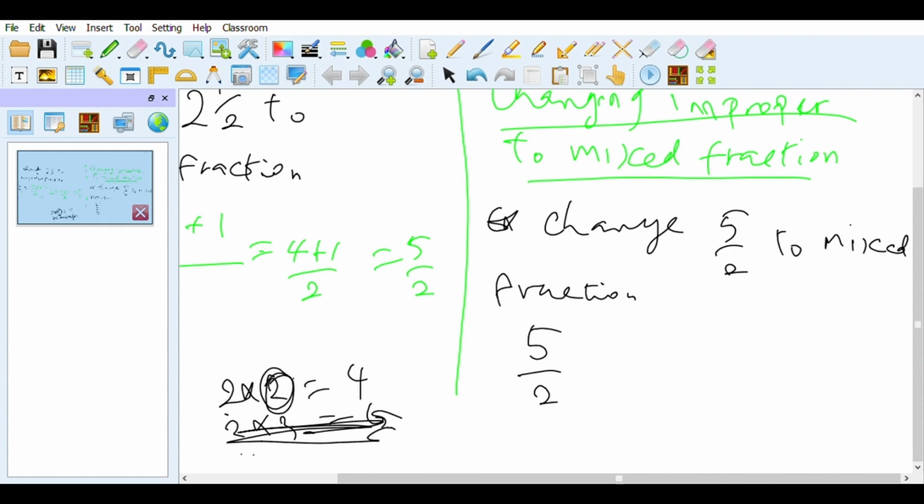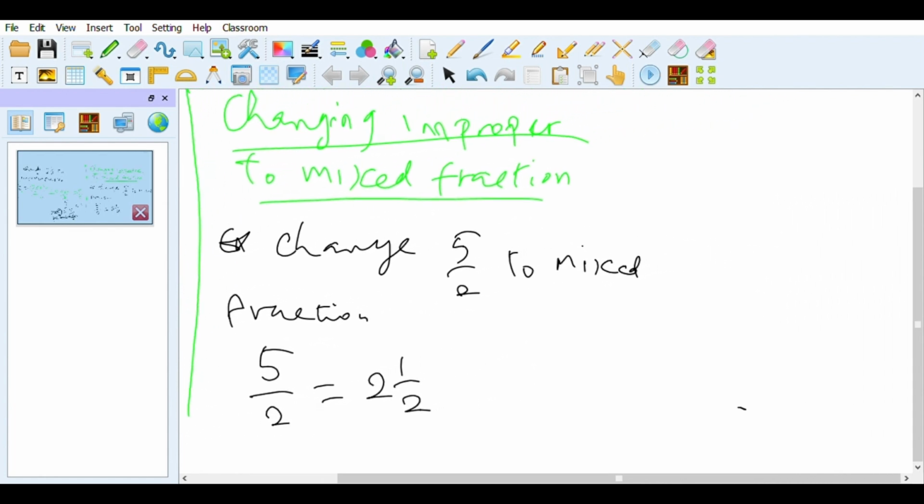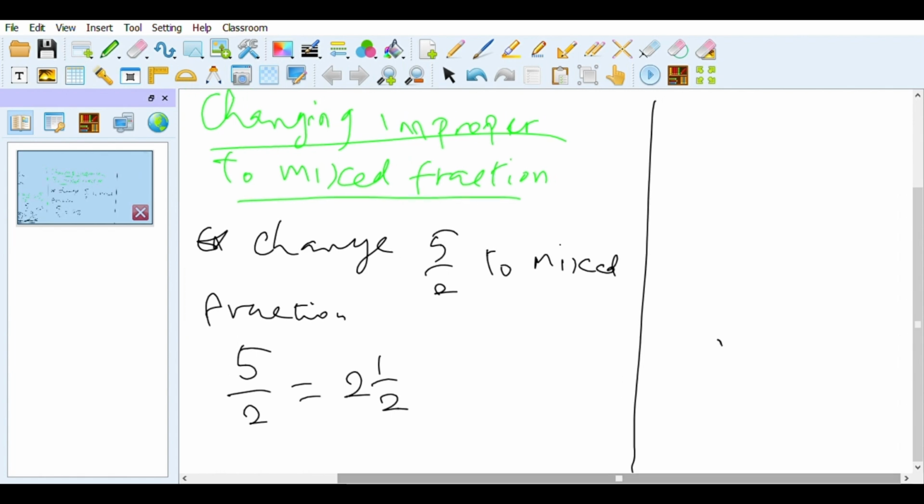So it means that 5 divided by 2 is 2. But 2 times 2 did not give us 5, it gave us 4, which means there is a remainder. If we subtract this 4 from 5, we have 1. So if 5 is divided by 2, we get 2, remainder 1. So the answer to the division is your whole number and the remainder is your numerator, and then you still maintain your denominator.